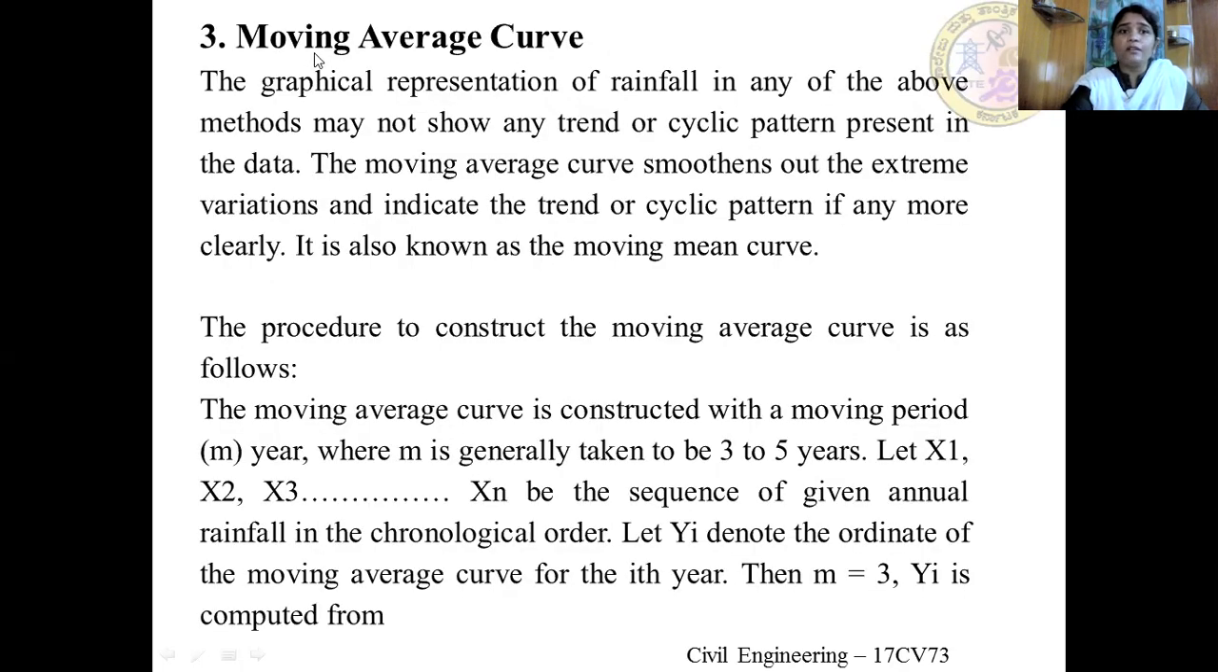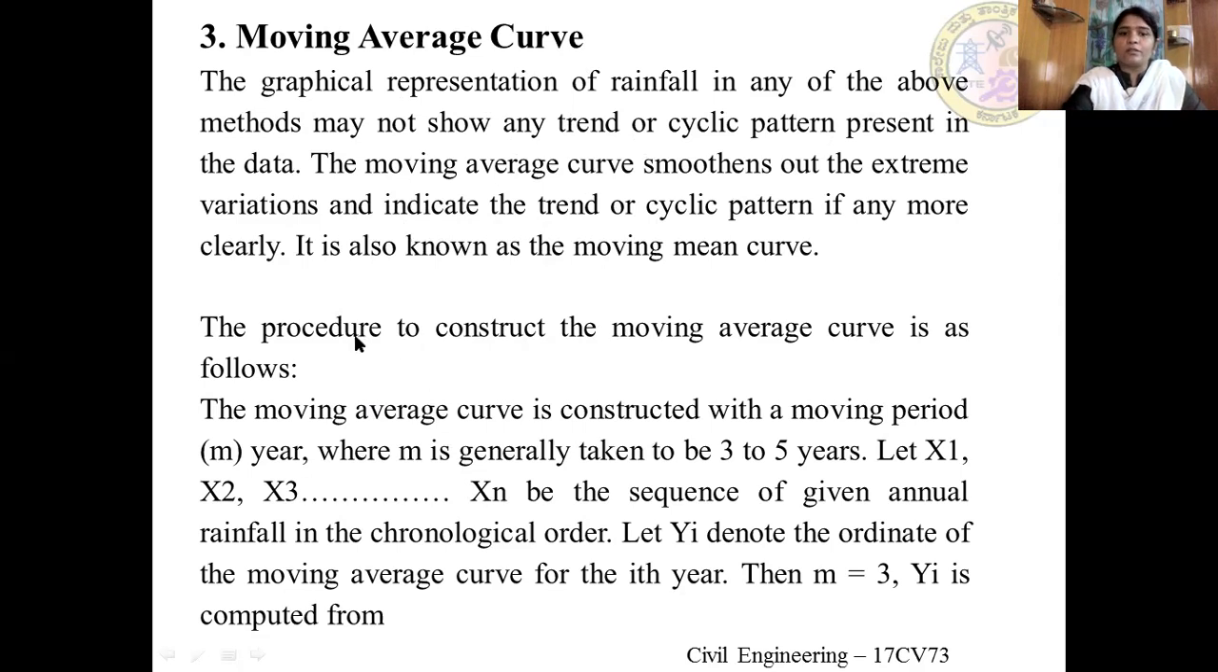Moving on to the third method, it is the moving average curve method. In this particular method, it is similar to the mass curve, but here directly accumulated rainfall is not taken, but the average is taken. The graphical representation of rainfall in any of the above methods will not show any trend or cyclic pattern in the data. So the moving average curve smoothens it out. We get a smooth curve, which has certain extreme variations, and it indicates the trend or cyclic pattern, if any, more clearly. It is also known as the moving mean curve method.